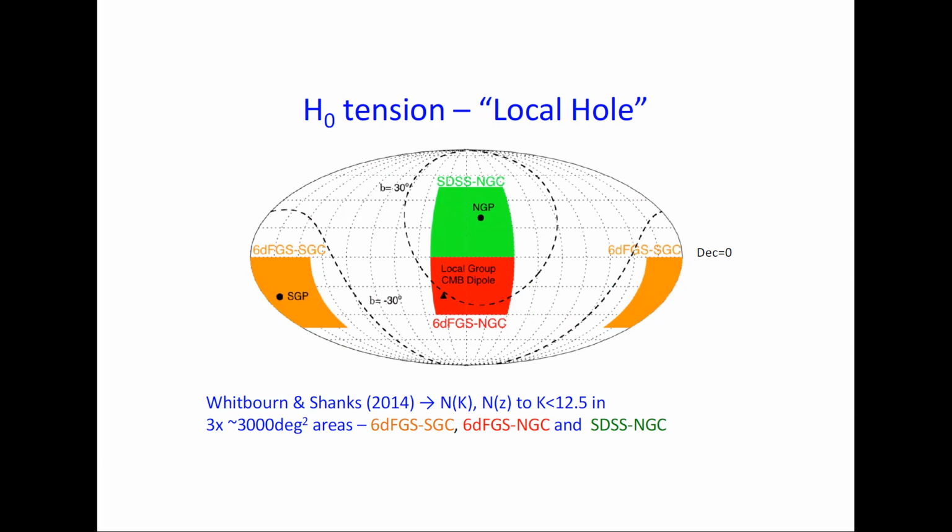We're going to look at the N(K) and N(z), and we're going to look at it in these areas of the sky covered by the 6dF Galaxy Redshift Survey in the southern hemisphere, these two areas here, and the SDSS redshift survey in the north. So these are 3,000 square degree areas, and we'll term them with this color scheme: orange for this SGC area, red for this NGC area in the south, again covered by the 6dF Galaxy Redshift Survey, and SDSS goes to this green NGC area.